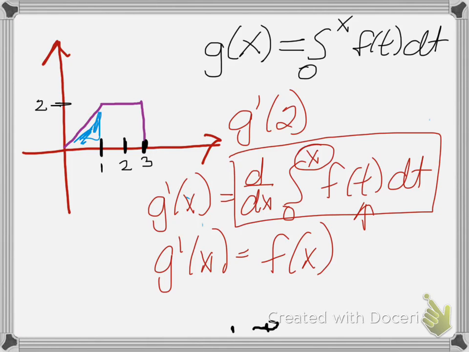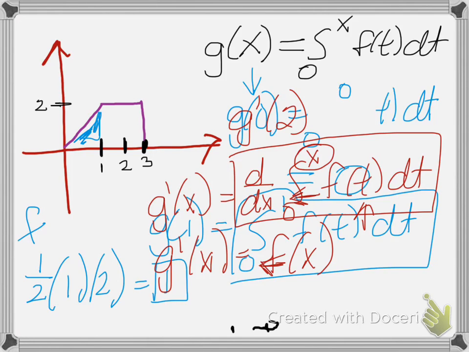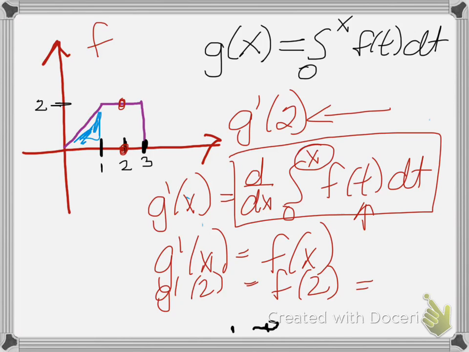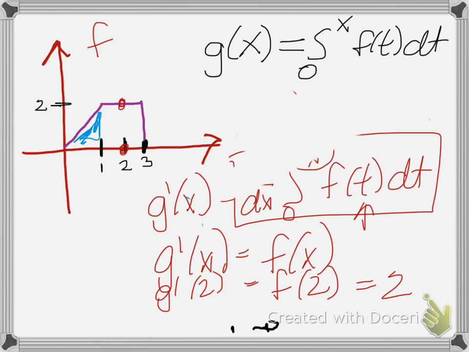Okay, the question asked you to find g prime of 2. Okay, so just put 2 in now. And so when you replace x with 2, you get f of 2. Okay, this is the graph of f. So when x is 2, here's 2 right here, what is the y value? It's 2. Okay, so that completes that type of problem. Let's try a different kind.